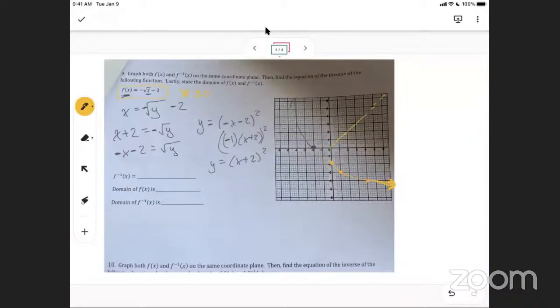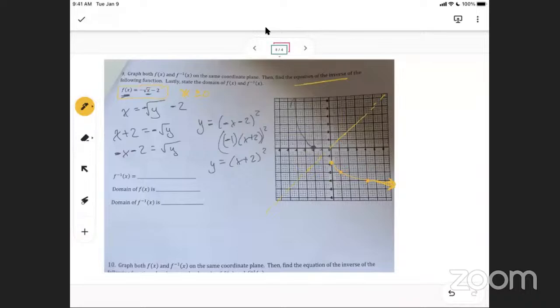If I draw in this line, y equals x right here, I know that this has to be a reflection. Inverses have to be reflected over the line y equals x. That's how I know it's going to be that. But they want it, let's see, let me read the directions. It says graph both of them on the same coordinate plane. So I guess what we could have done, no, then it said find the equation of the inverse. So we did have to find the equation.